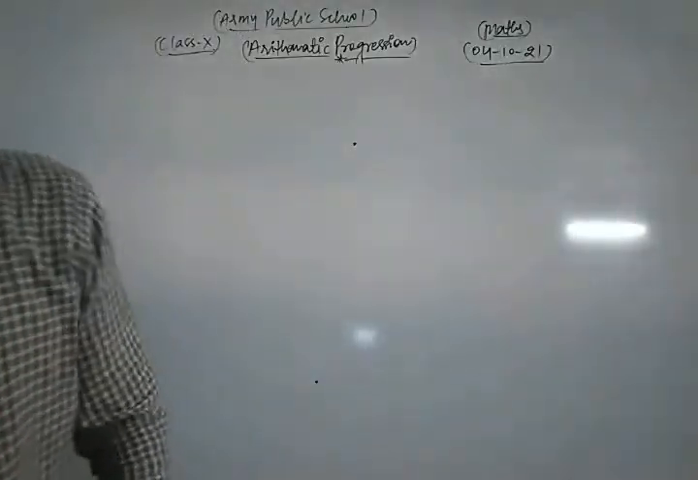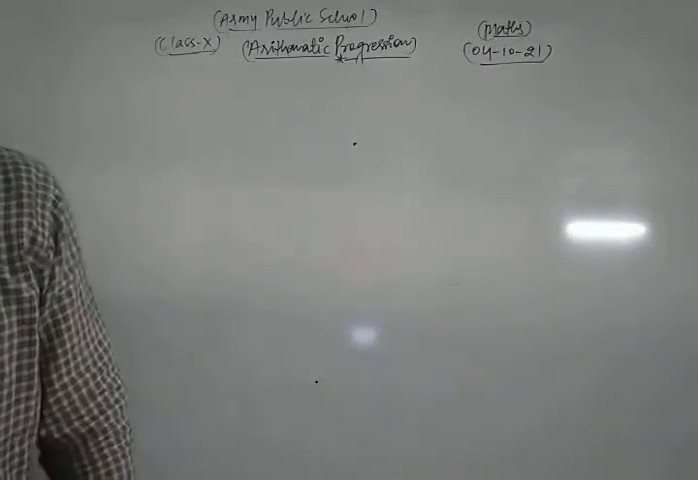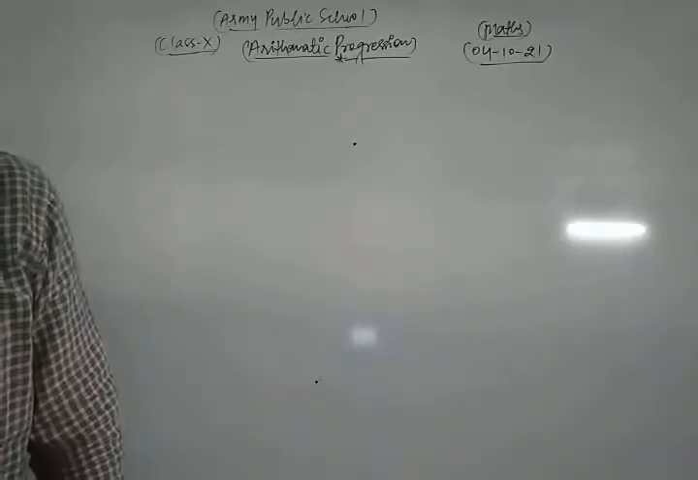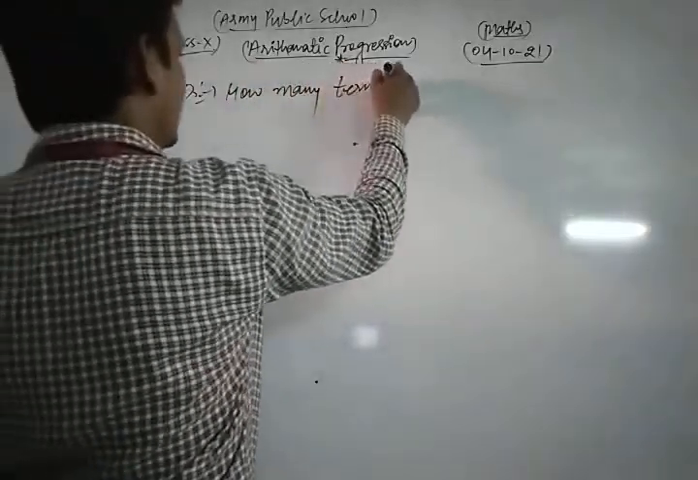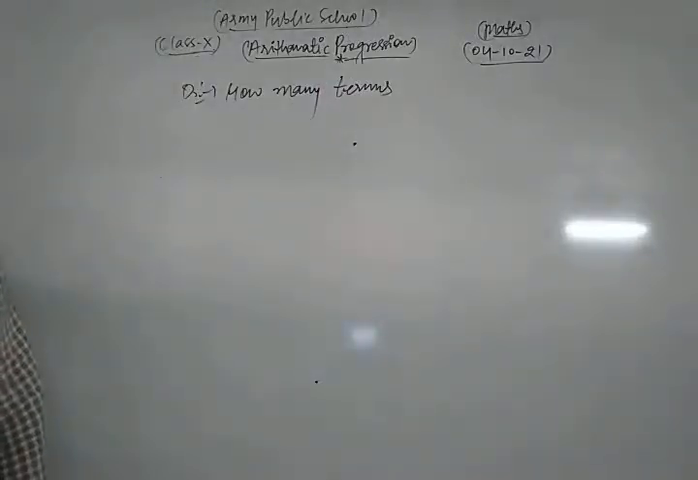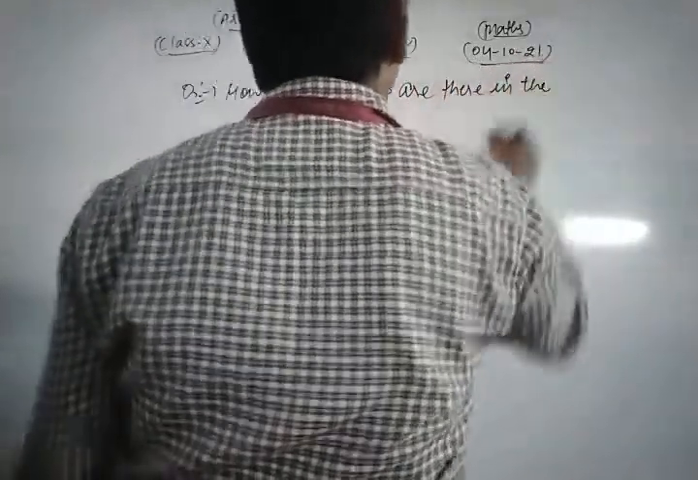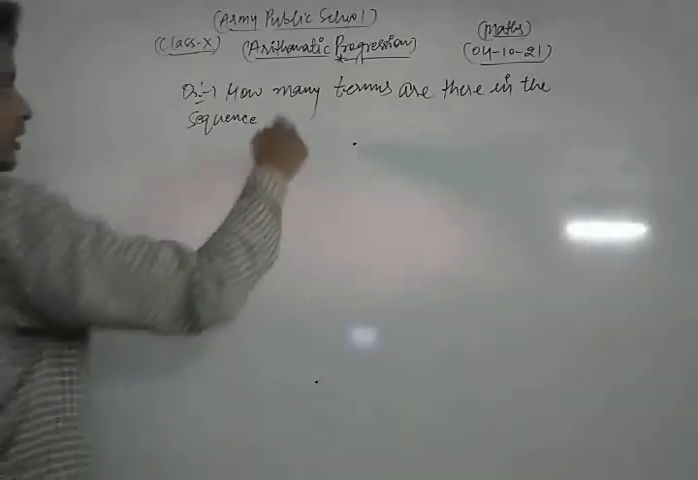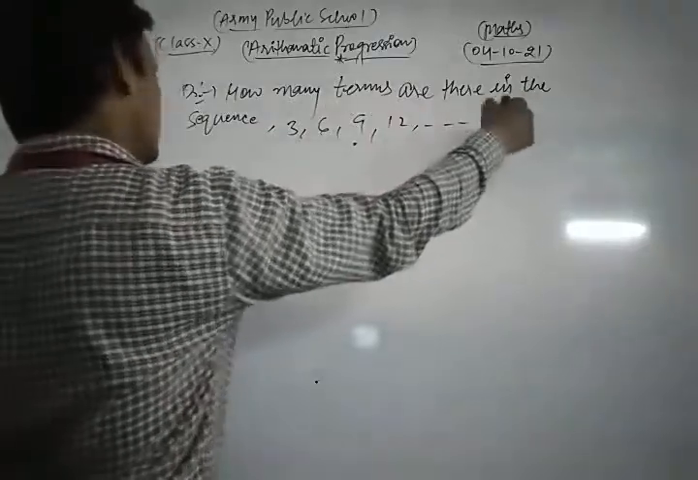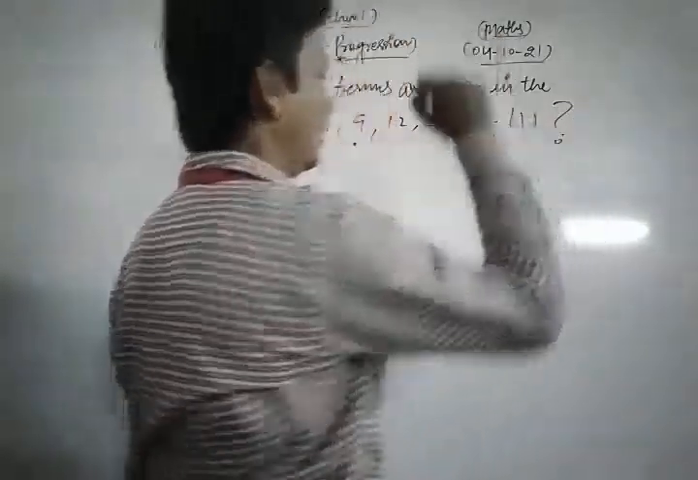Now look. How many terms are there in the sequence 3, 6, 9, 12, dot dot, 111? This is the question here.